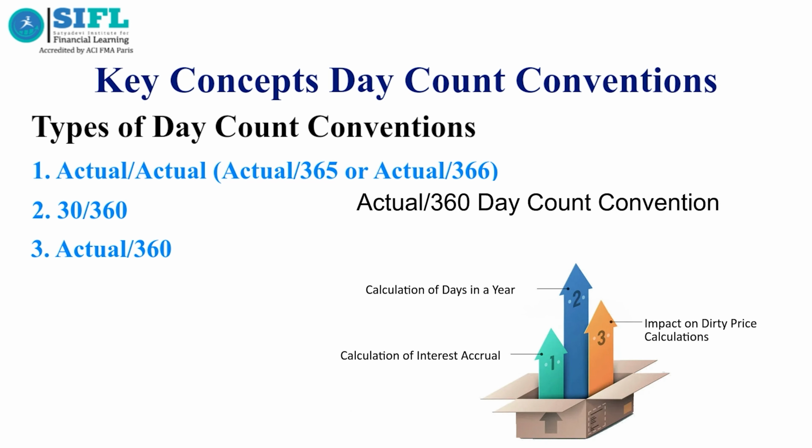3. Actual by 360. This convention uses the actual number of days in the period, but assumes a 360-day year. It is often used in money market instruments and interest rate swaps, currency risk US dollar and euro, etc. Example: if you hold an instrument for 60 days, the calculation would use 360 days in the denominator.